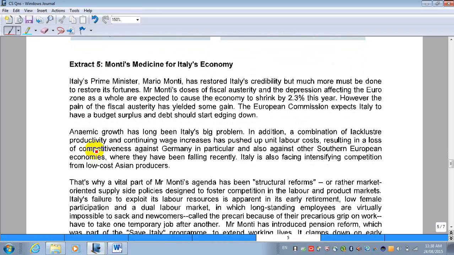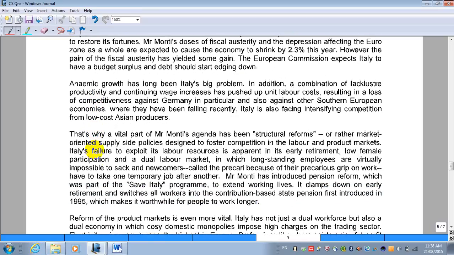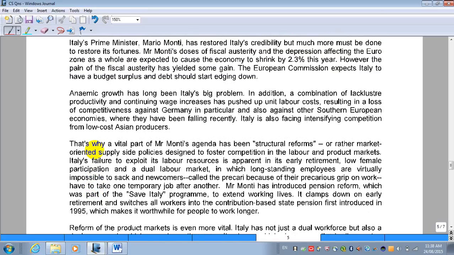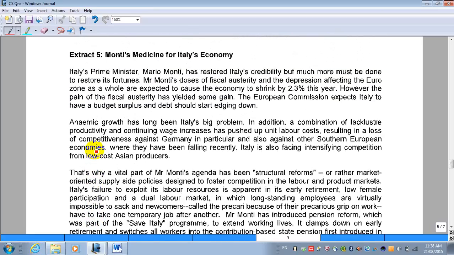Now for extract 5, we are talking about Italy. Over the last few years, Italy hasn't been doing very well, because this is a 2013 article. It talks about how there has been fiscal austerity, where basically the government reduces their G and increases the taxes on consumers and firms. And you know that this will have a negative impact on the economy. You can link to AD and so on.